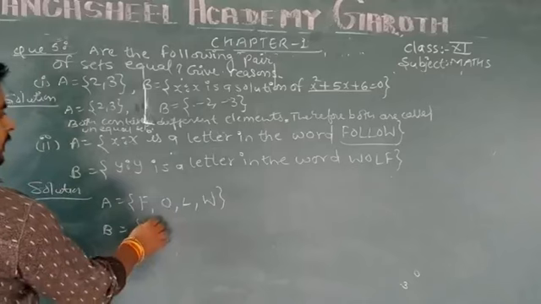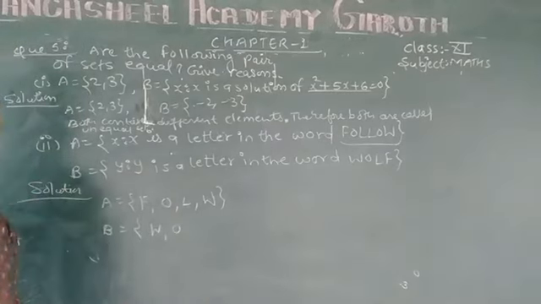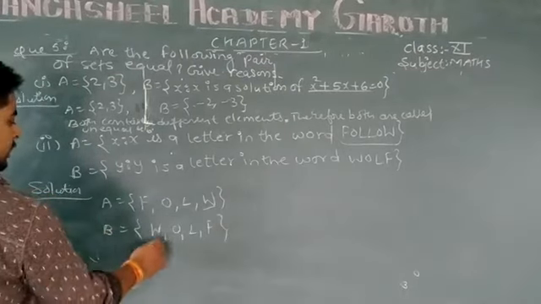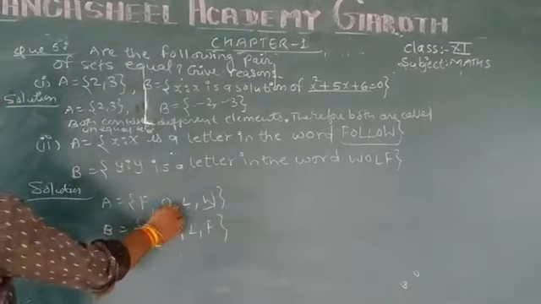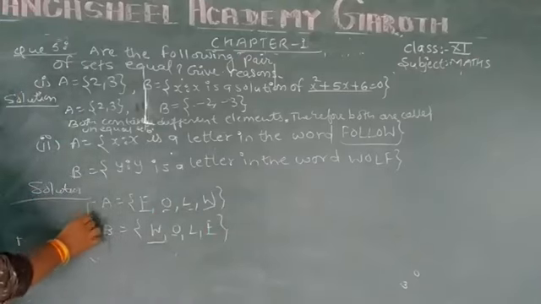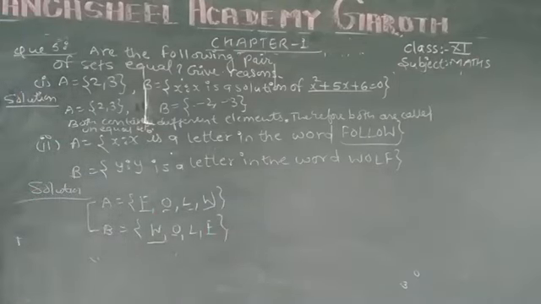whereas the roster form of B is such that all the letters are different: W, O, L and F. It means W comes on both sides, same O and F and L. Therefore the elements are the same on both sides. Therefore we can say that both are called equal sets.